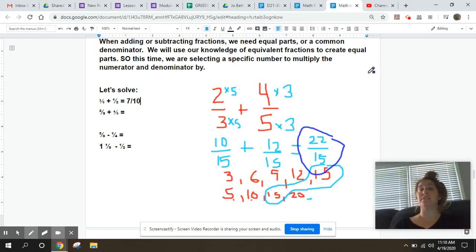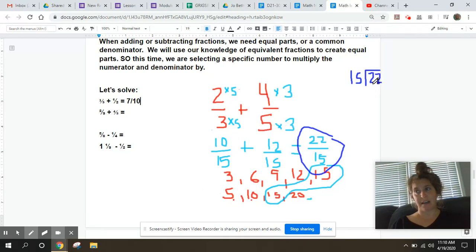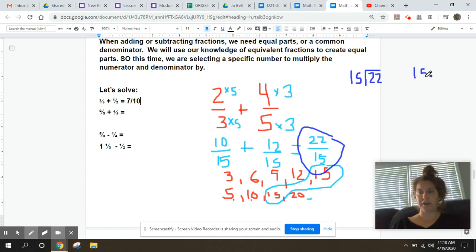So our strategy is to divide. Tomorrow we're going to talk about improper fractions and writing fractions as division and division as fractions, so I'm excited about that. We've already practiced long division as well. So we're going to ask ourselves, how many times can I count by 15 to get to 22 without going over? Well, 15 times 1 is 15. I think we all can probably figure that out.